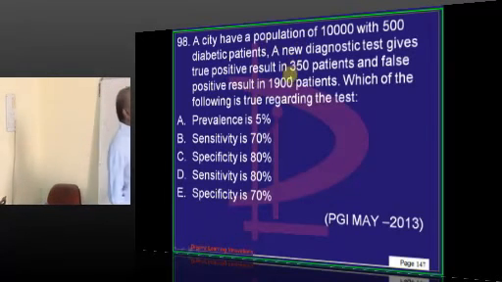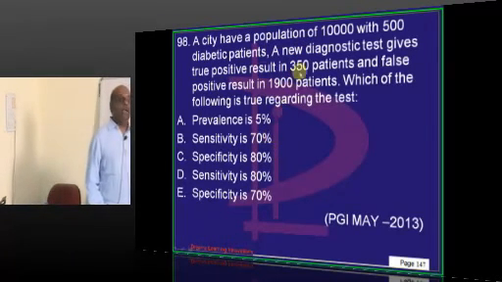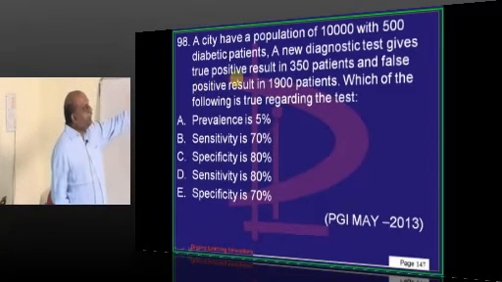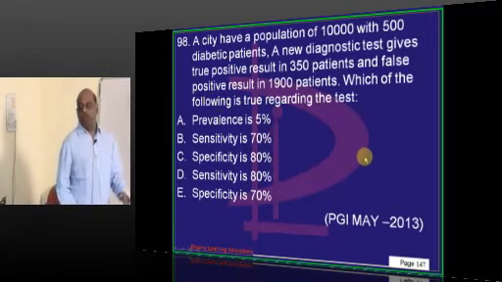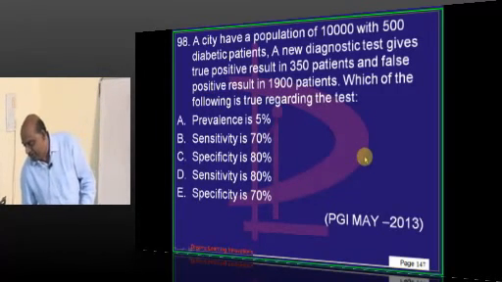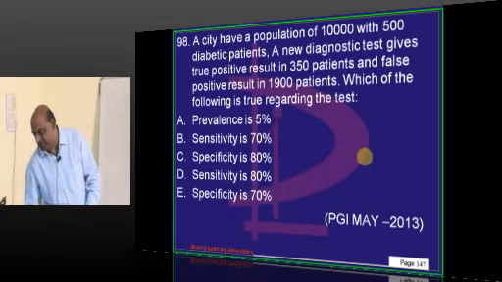And a city has a population of 10,000, beautiful question. 500 are diabetic, and a new test, true positives are found to be 350 and false positives are found to be 1900. Then what is true regarding this test is a very, very important question.